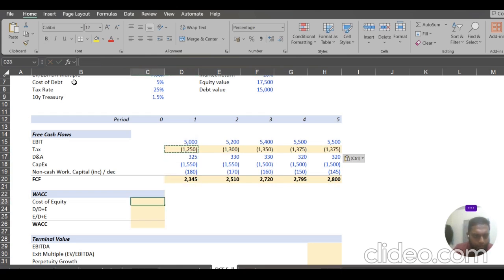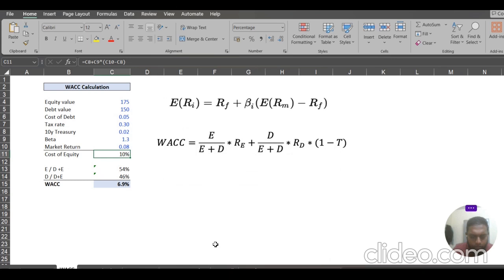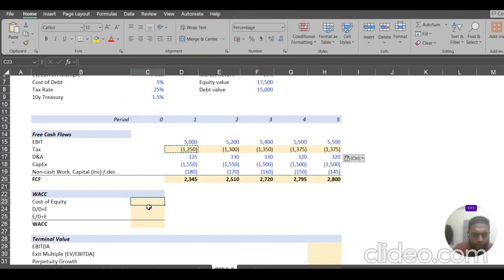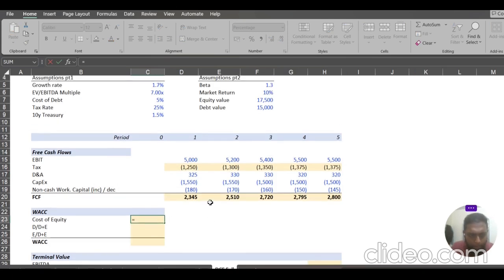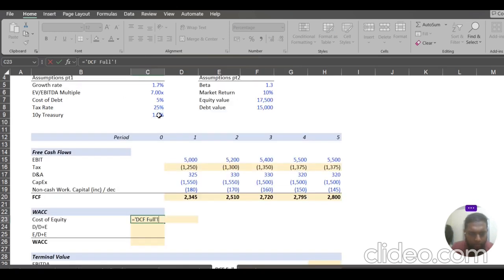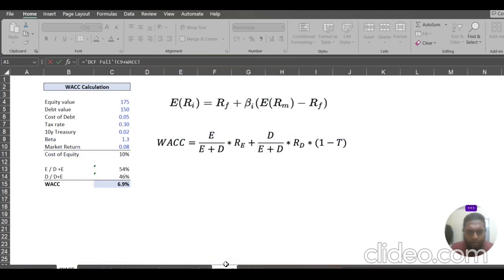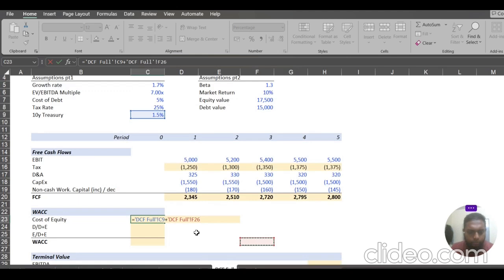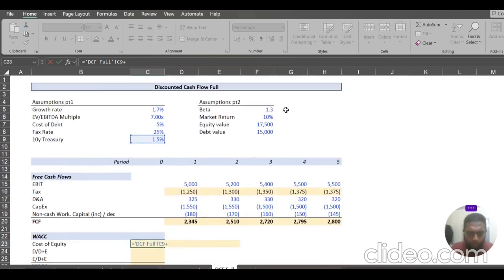Now cost of equity is given as equal to the risk-free rate plus beta into market return minus risk-free rate.